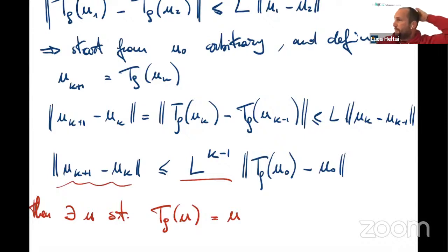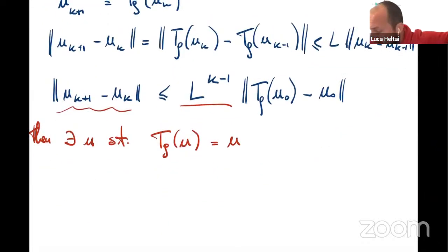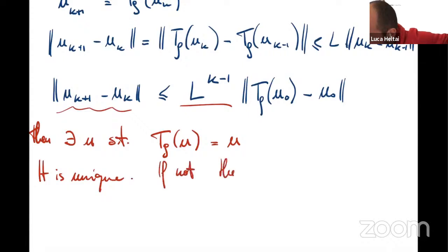And then, of course, if you have that this is a contraction, you can also show that this is actually unique. And the reason why you can show that this is unique is that, if it was not unique, if not, then what we would have is the following.